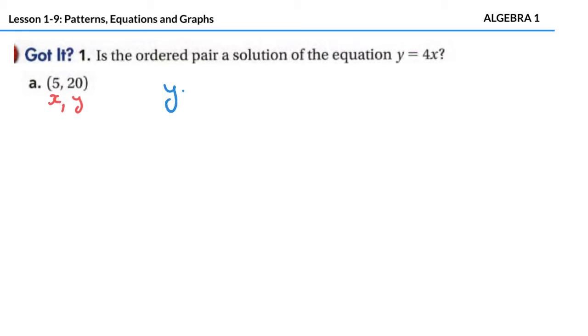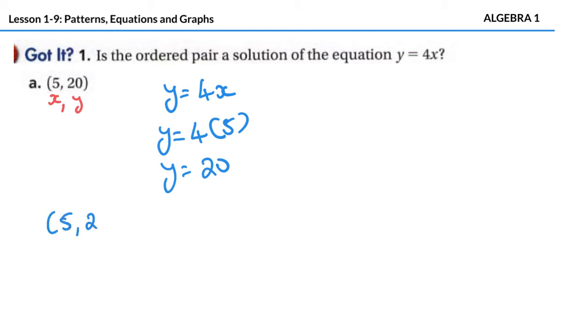So y is equal to 4x. Y is equal to 4 times the value of x, which is 5. So y is equal to 20. Are we getting the value of y which is in the ordered pair? Yes. So this is a solution of the equation. (5, 20) is a solution. Understand how we do this? It's done exactly the same way to find out whether any ordered pair is a solution of the equation. Let's try a few more.